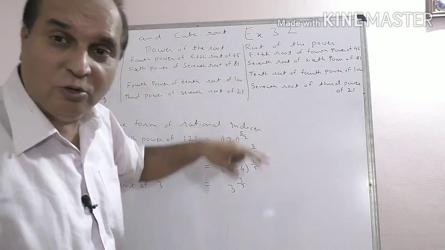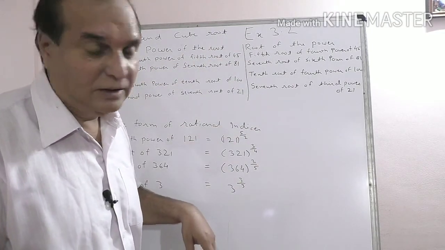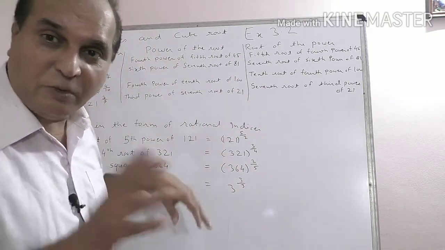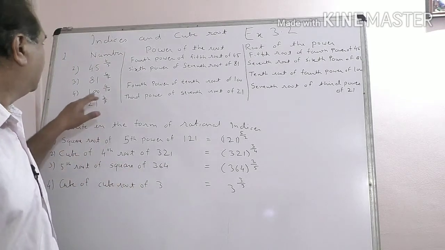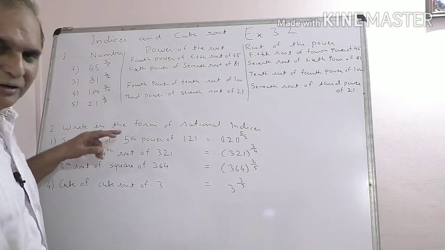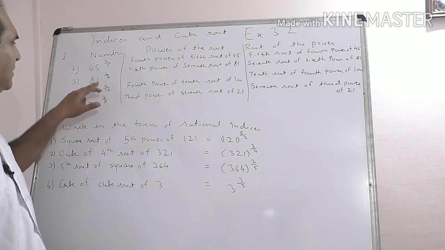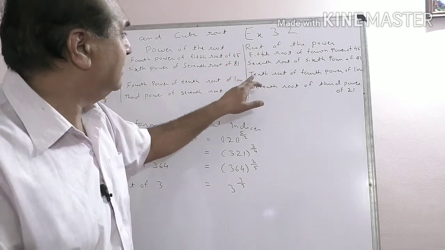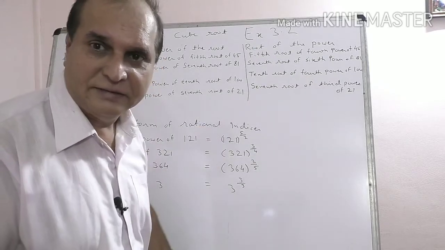Power of the root or root of the power. If root of the power, root first, power second. If power of the root, power first, root second. 100 raised to 4 upon 10. Don't cut anything, same thing you have to write. 4th power of 10th root of 100, or this way 10th root of 4th power of 100.